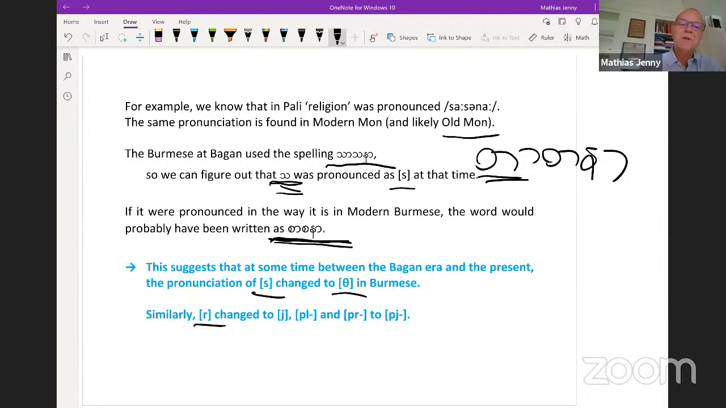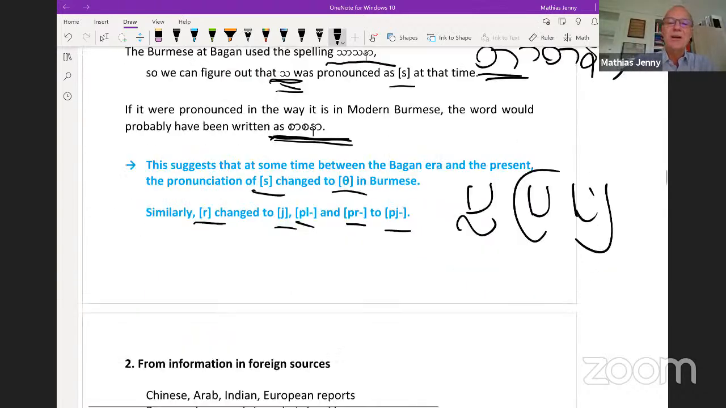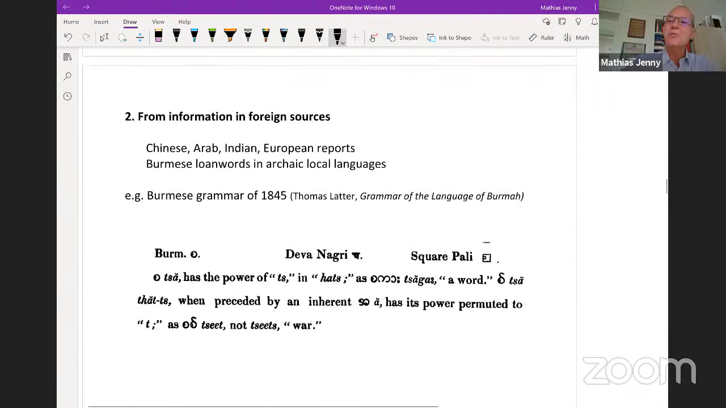Similarly, ra had not changed to ya yet, and bla and bra had not changed to bia yet, because there's still the writing bla and bra and bia. So three different ways of writing. That means it's very likely that the pronunciations were different for these three combinations. So from the way of spelling, we can figure out what the pronunciation was like.